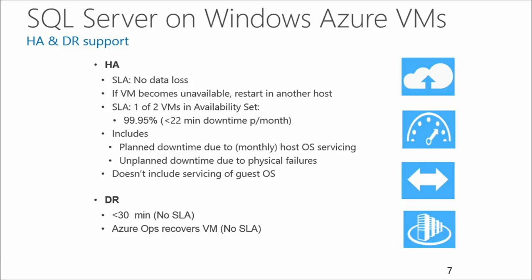And this SLA includes planned downtime due to monthly patching of the host machine. Every month we do patching of those host machines, and it also includes unplanned downtime due to physical failures. So if for some reason the physical host fails, that is included as part of the SLA, so you don't have to worry about that. This still doesn't include anything that you do inside of the virtual machine. So if you, for example, go and patch the operating system, that won't be included as part of this SLA, and that's something you need to handle, and we'll talk about how you can do that.